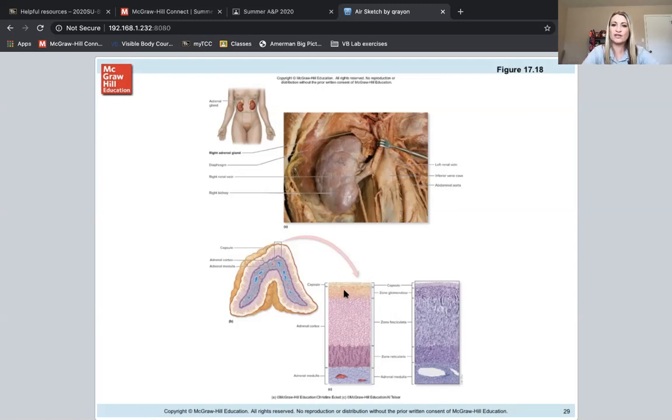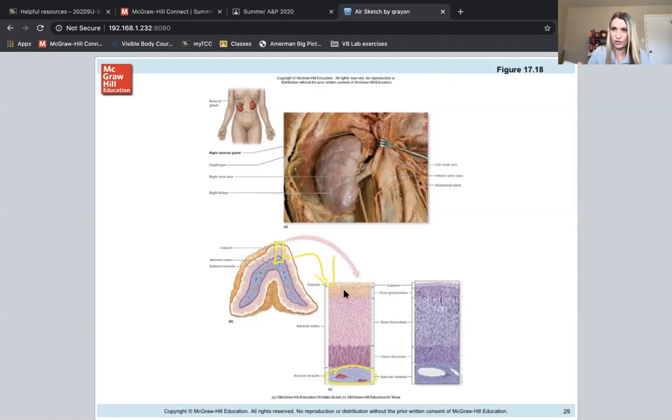And then the zona reticularis secretes gonadocorticoids, and most of these will become androgens that will become testosterone. Okay, so that's why this group of hormones are called gonadocorticoids. And then we have the medulla. So this is, you know, like here you're looking at, it's like this rectangle enlarged, right?